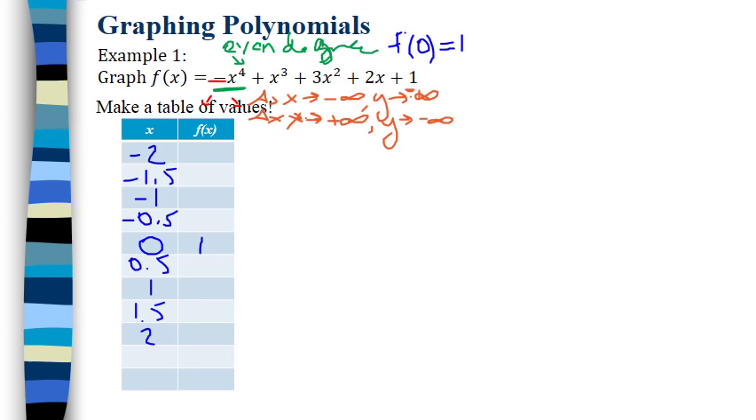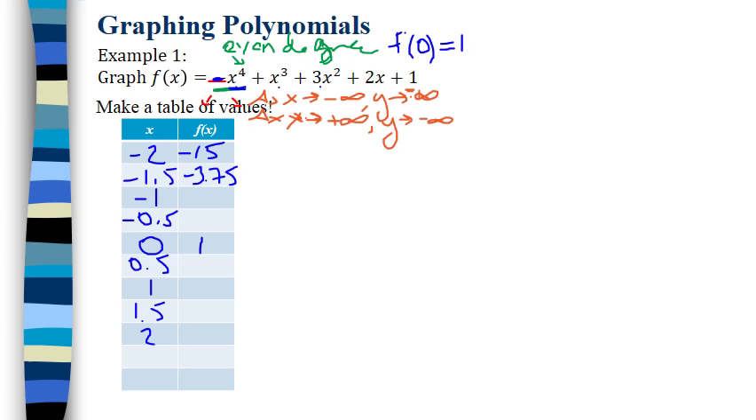Okay, so when x was negative 2, we find out that y was negative 15. When x is negative 1.5, then y is negative 3.75. If you're not getting the correct answers, please remember that order of operations tells us that we need to do exponents before we do multiplication. So we're going to do x to the fourth, then we're multiplying by negative 1 here, making it negative, and then we continue on through.